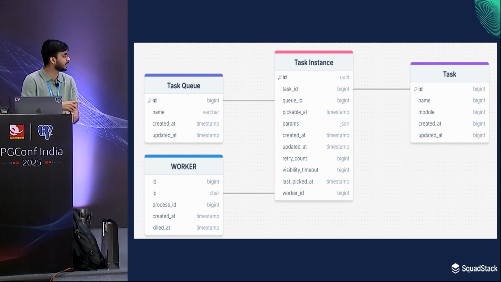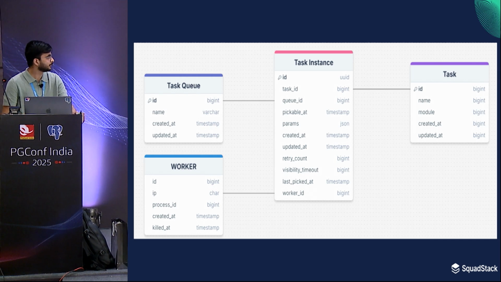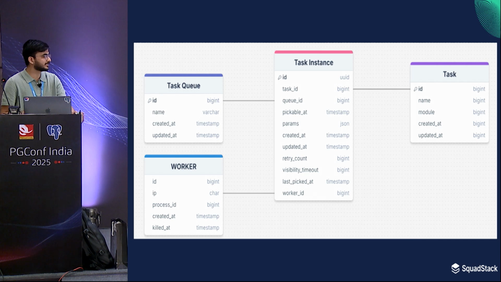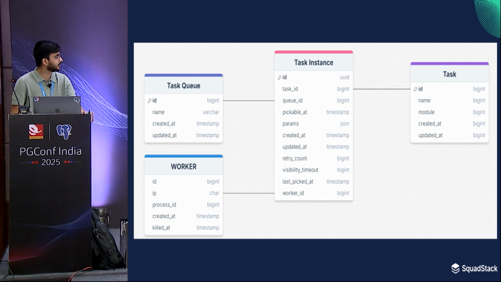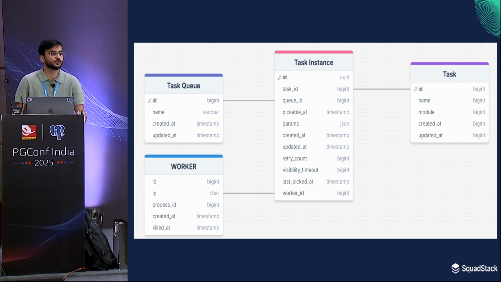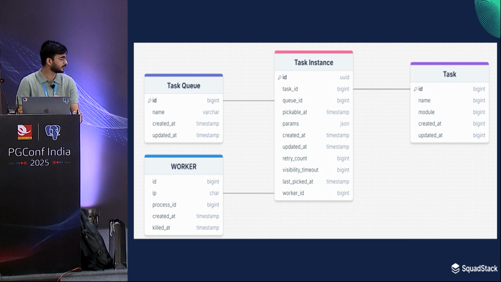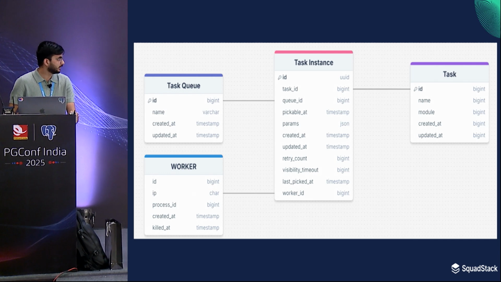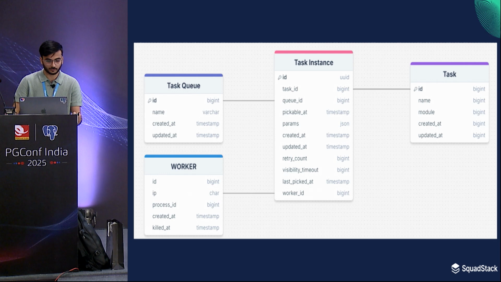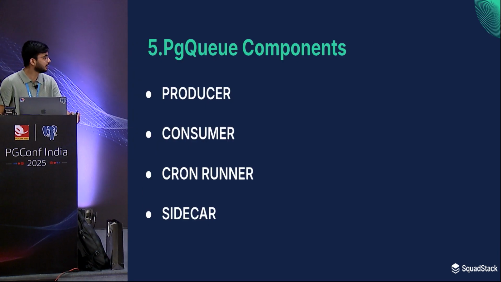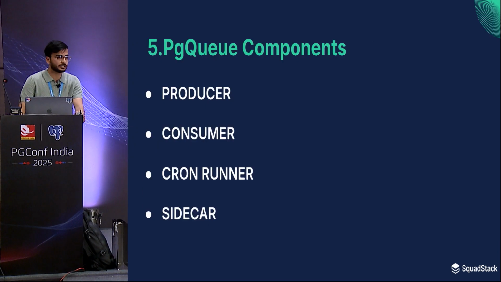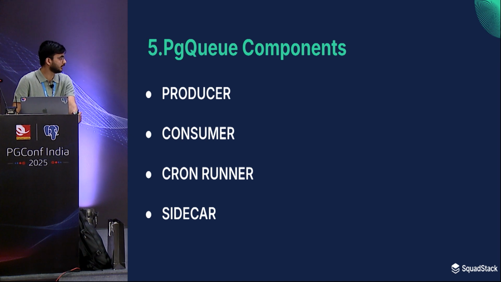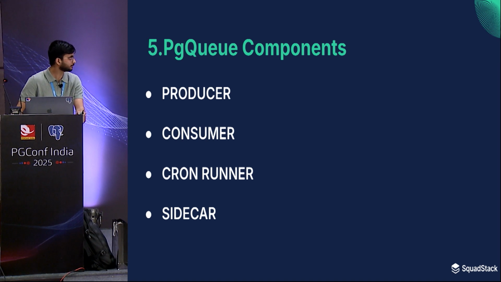From that, we can execute the task. On the left, we have task queue and worker. So task queue basically stores task-related information, and worker basically stores the consumer worker, the service that I previously talked about, its information. So yeah, basically it has 4 components. We talked briefly about producer, consumer, and sidecar. Cron runner, I'll explain in the upcoming slides.